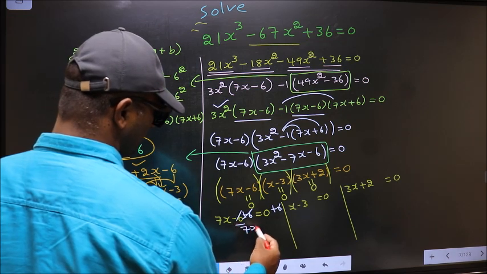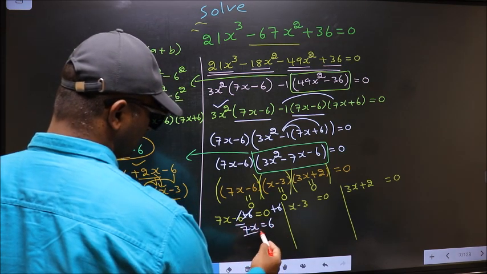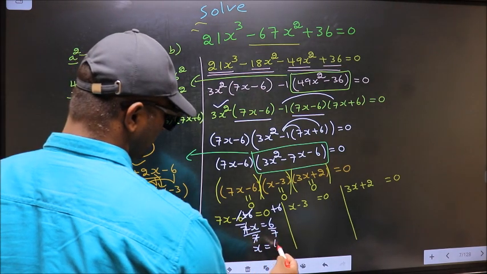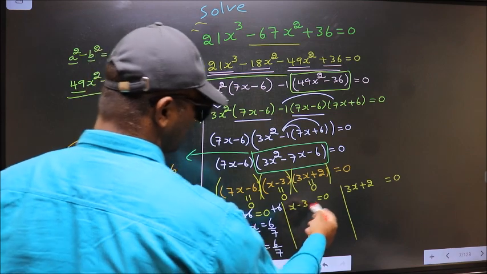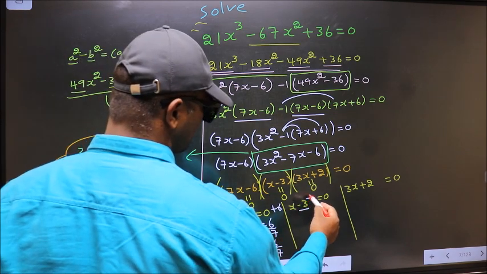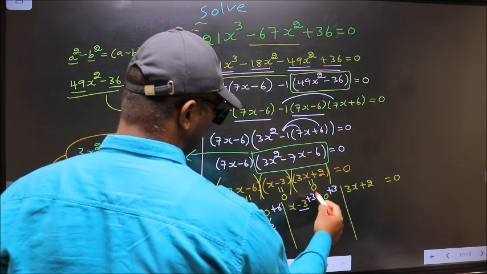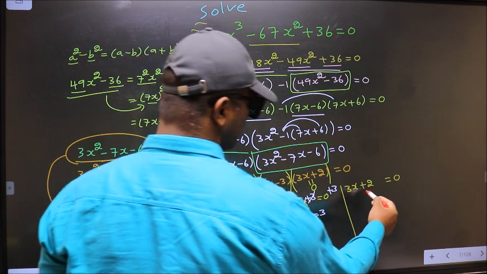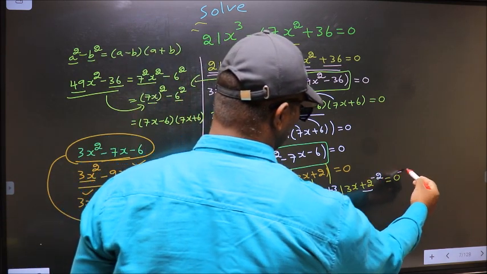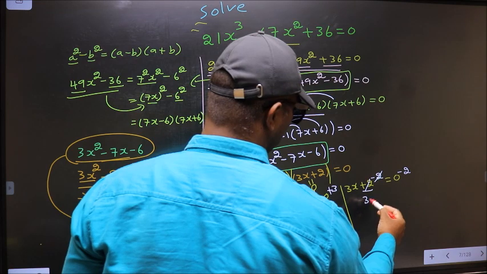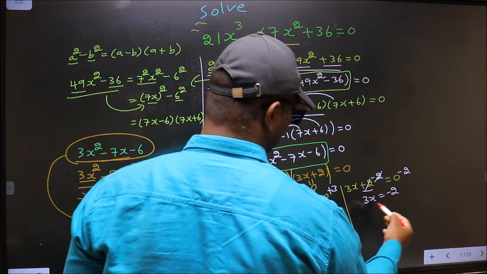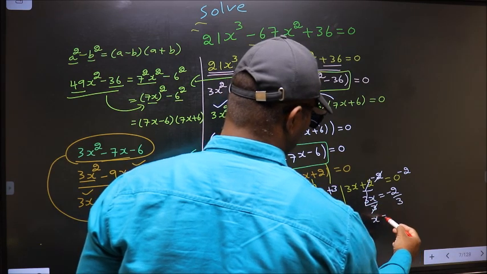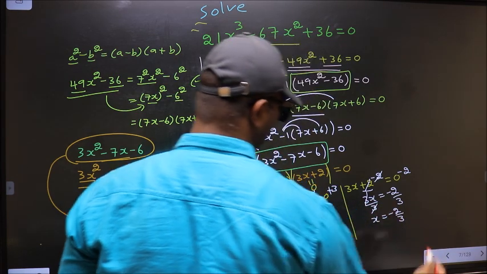You get 7x equal to 6. Now we should remove 7, so divide by 7. We get x equal to 6 by 7. Now here we should remove minus 3, so you add 3. You get x equal to 3. Now here first we should remove plus 2, so subtract 2. You get 3x equal to minus 2. Now we should remove 3, so divide by 3. You get x equal to minus 2 by 3.